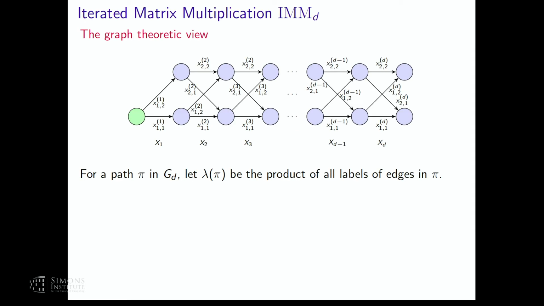It helps to think about IMM as a graph. Most of us are probably familiar with this. Just setting up some notation, I'll say it anyway. Let pi be a path. Let this graph be denoted by G_d because it has d layers, and let lambda pi denote the product of the labels on the edges in pi.